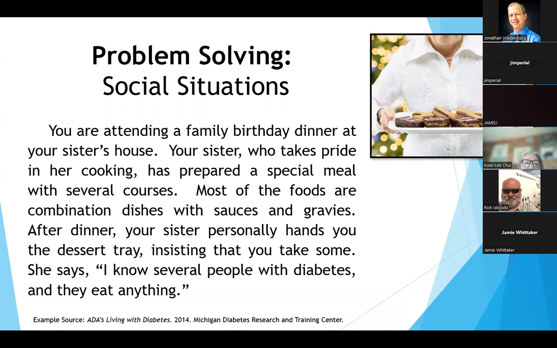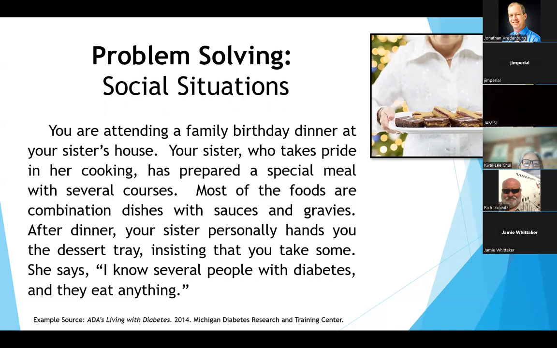So let's look at another situation here. The problem here is how to navigate social situations. So here we are. We're attending a family birthday dinner at your sister's house, who takes pride in her cooking. She's prepared a special meal, several courses. Most of these are covered in sauces and gravies. And after this meal, your sister personally hands you the dessert tray, insisting that you take some. And she says, look, I know several people with diabetes and they eat anything.